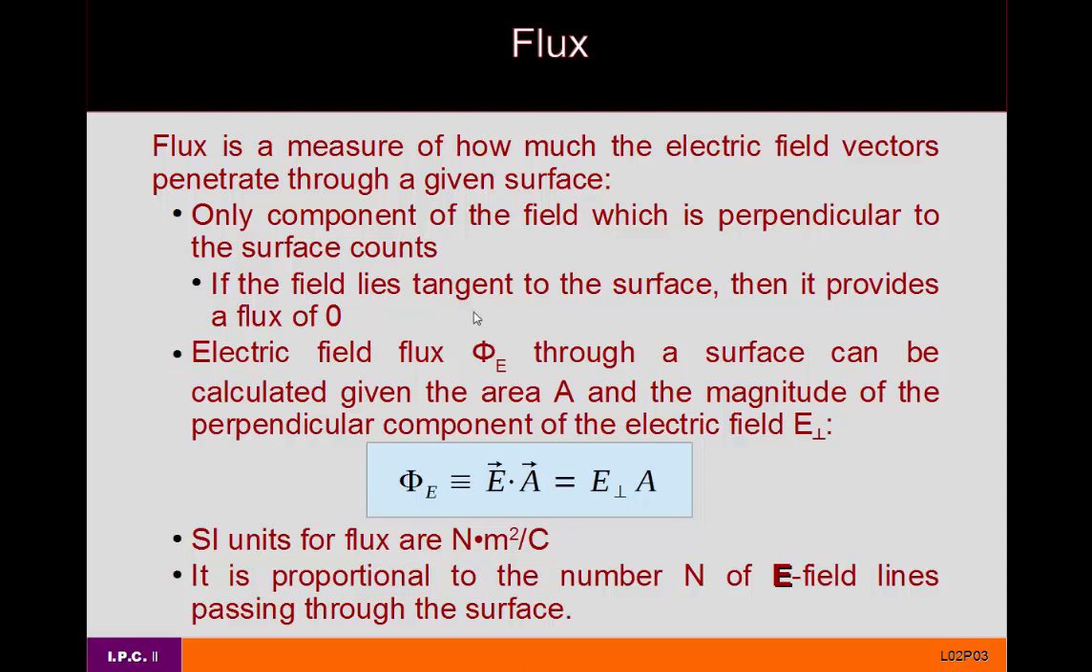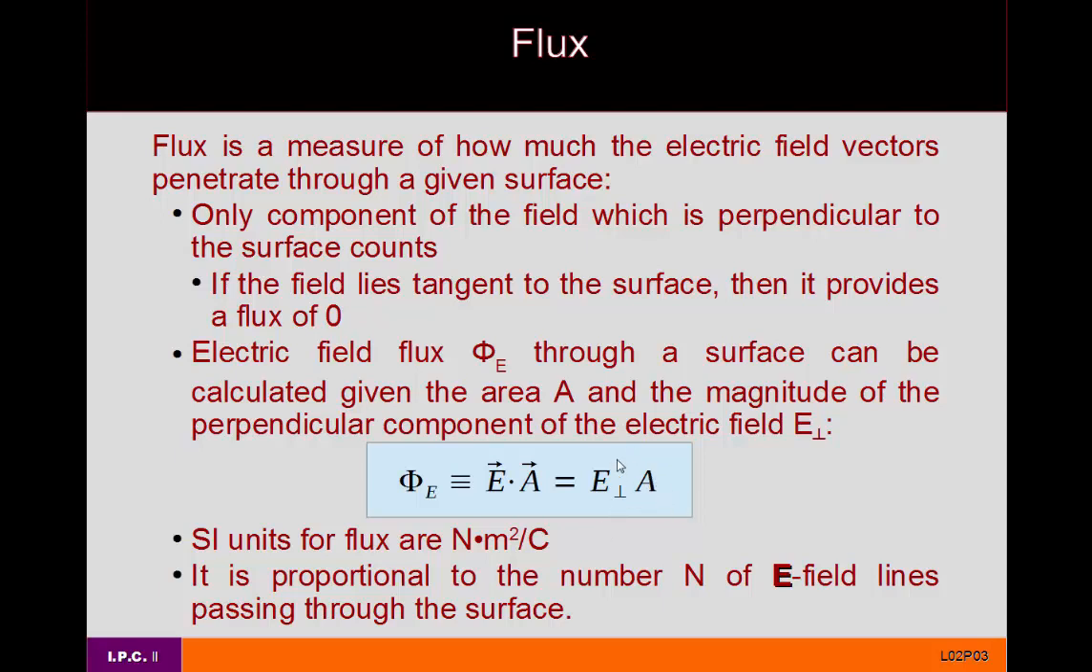We use this capital phi to represent flux, and so phi sub E is the electric field flux, and the simplest calculation of it is a uniform electric field passing through a flat surface, in which case we can simply use E dot A, which means that ultimately we take the component of the electric field which is perpendicular to the surface and we multiply it by the area of the surface.